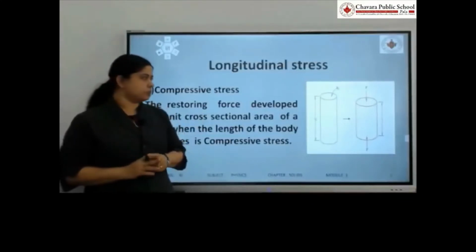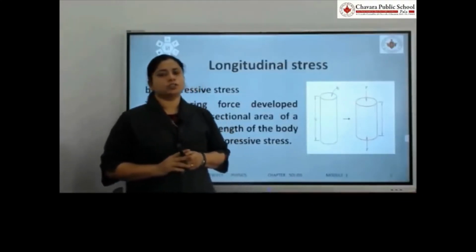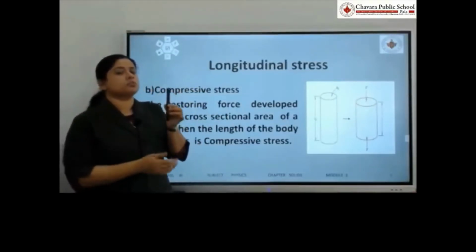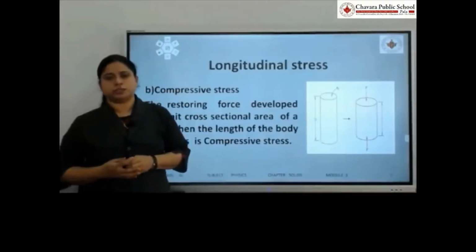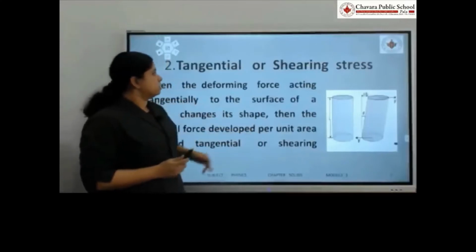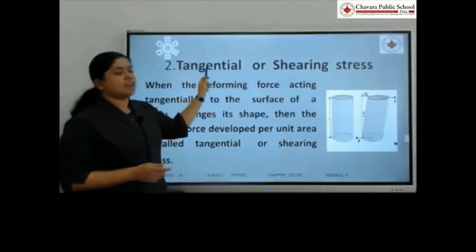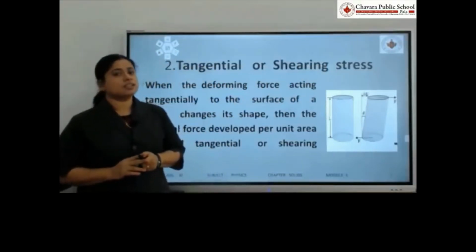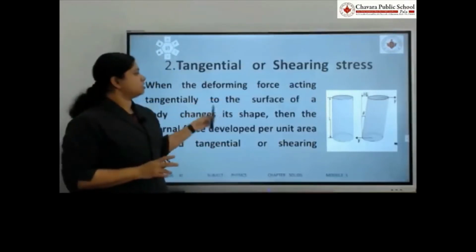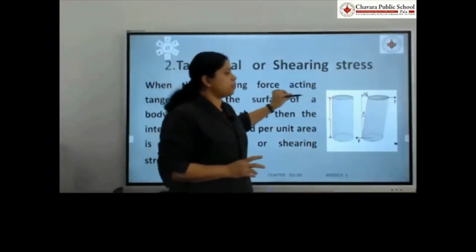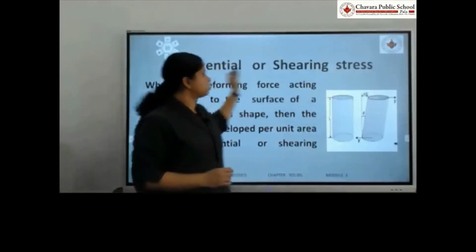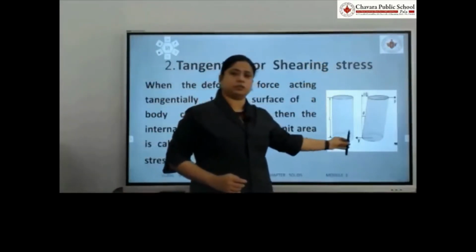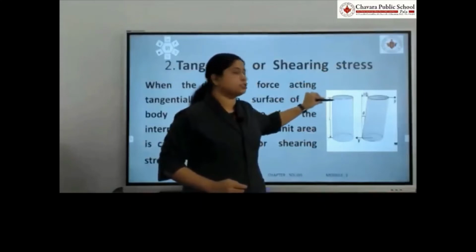So, first type of stress, longitudinal or normal stress. Always apply force perpendicular to the cross-sectional area of the body. Then, second stress, that is tangential or shearing stress. In tangential stress, the force applied is parallel to the cross-sectional area of the body. So, tangential to the cross-sectional area of the body. It is not perpendicular to the cross-sectional area of the body. We apply a force tangential to the cross-sectional area of the body.